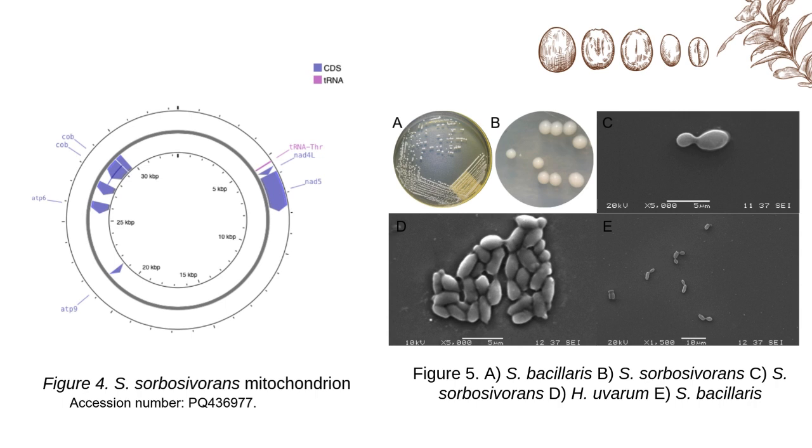As for the mitochondrial annotation, here's a graph showing the mitochondrion of Starmerella sorbosivorans that was submitted with the accession number down below to the NCBI. The second figure shows the growth on the petri dish of the yeasts as well as the yeast during budding in SEM microscopy.